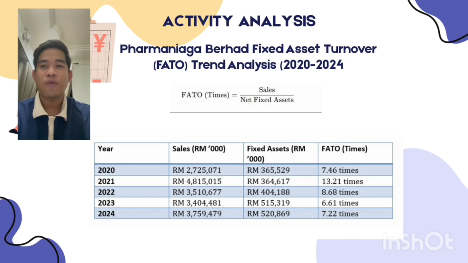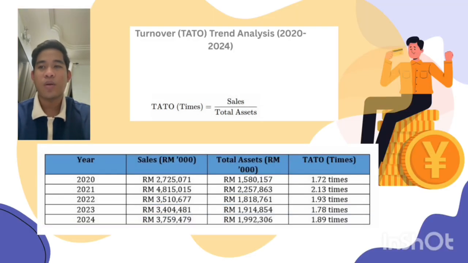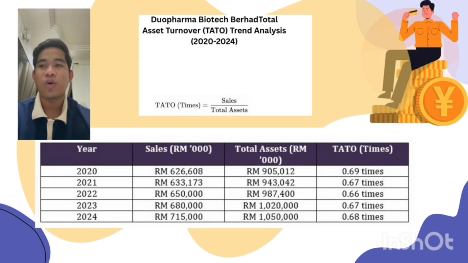Duo Pharma collects payment faster, showing better credit control, and Pharma Niaga took longer to collect, mainly due to long payment terms from government contracts.